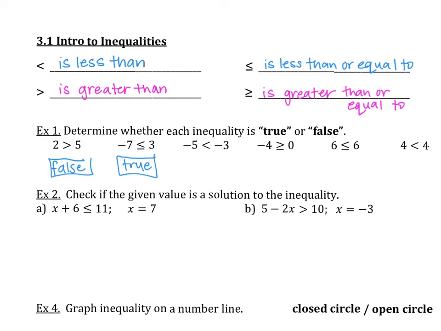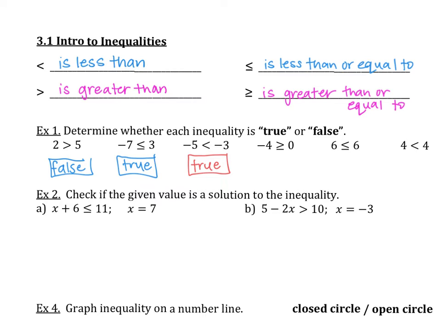Let's look at this symbol. This symbol says -5 is less than -3. If I think about a number line, is the -5 lower than -3 on the number line? Yes, it is. So this must be a true statement.